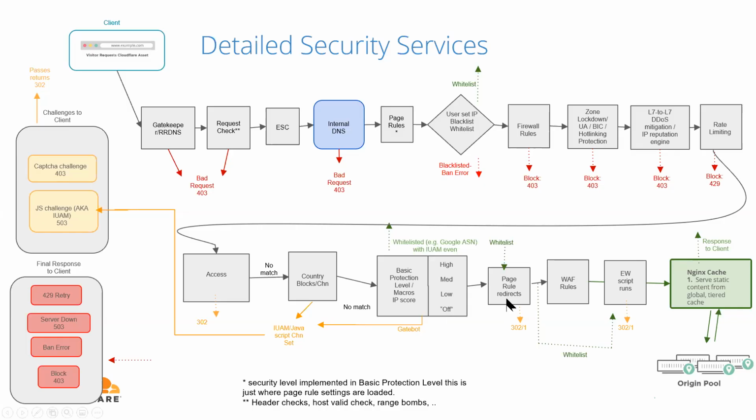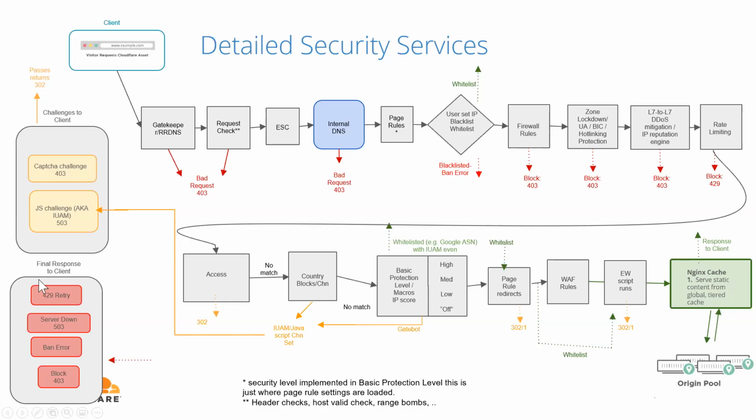If this is also passed, then it will go through WAF. After WAF, it will go to any Workers script run. If this one is also passed, then it will go to performance, which is the Nginx cache, to see if there is any static content that can be responded back to the client. If not, then it will go to the origin pool.